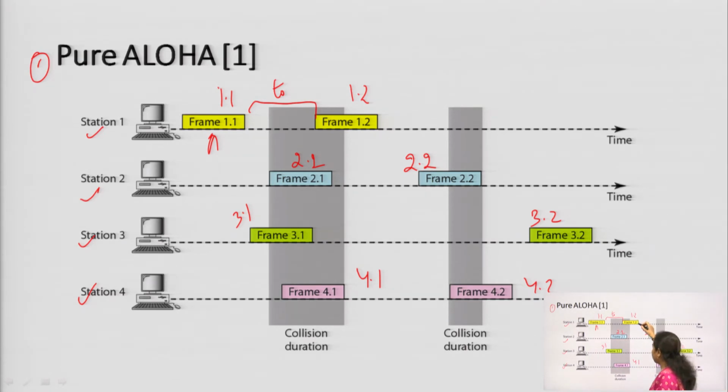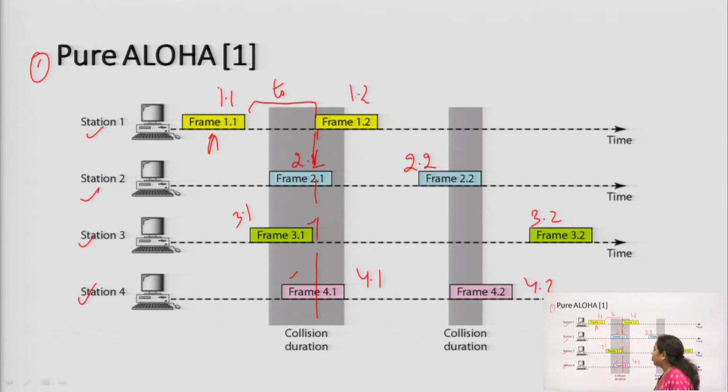So, I have transmitted this frame 1.1. Now, you can clearly see that at the same point of time, or with some time lag, or prior to this transmission, station 2 has already transmitted its frame, station 3 has already transmitted its frame, and the 4th has also transmitted its frame, because if you overlap this time duration, then all of these have already transmitted the data.